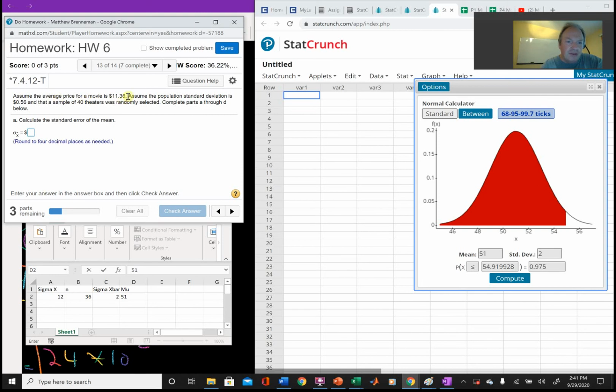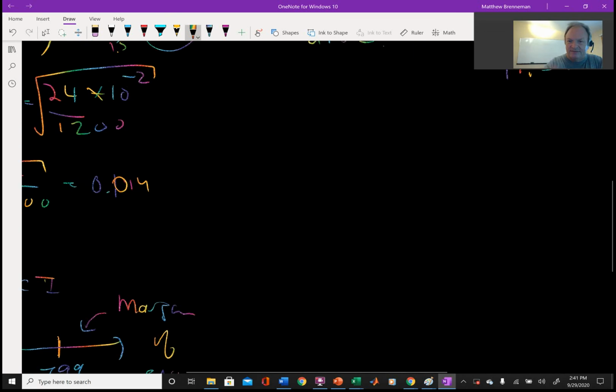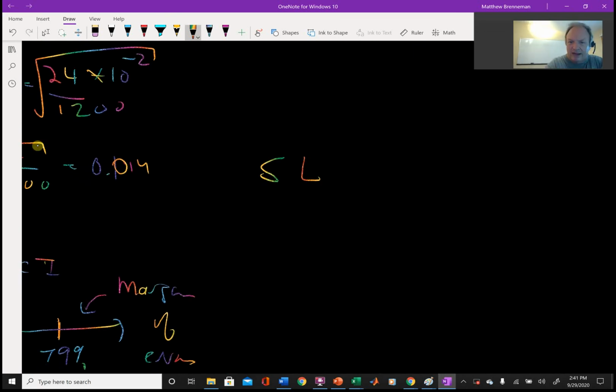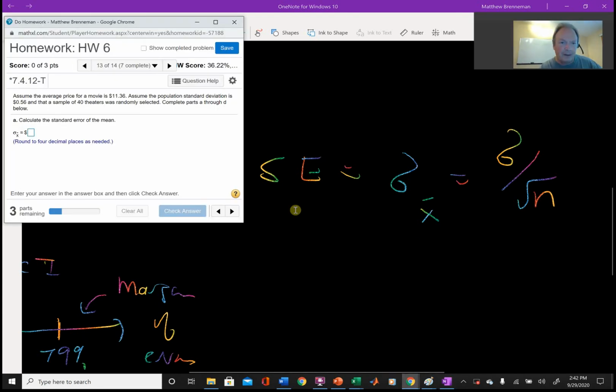Assume the average price for a movie. So this is going to be my mean, right? We know the population standard deviation, the sample size. So the standard error is sigma x bar, okay? So the standard error, and this isn't a term that we use a lot, but we abbreviate it SE. Okay? It's the standard deviation of the sample means, which is equal to the standard deviation of the variable divided by the square root of n. And they're given that information. They can figure that out, right, from the problem. Okay?